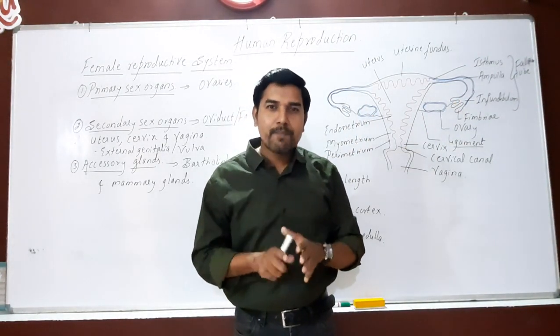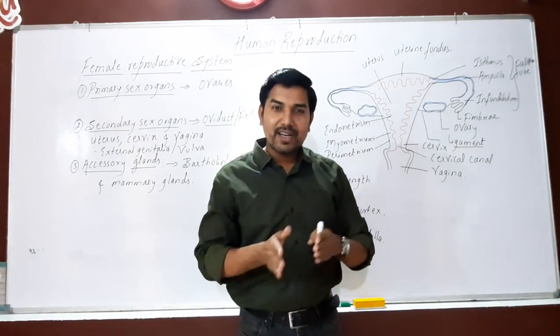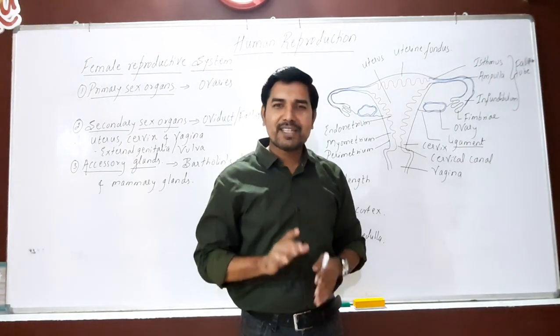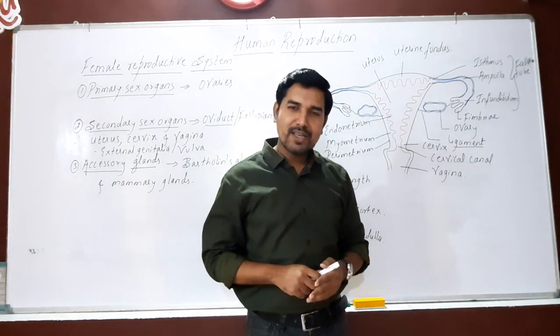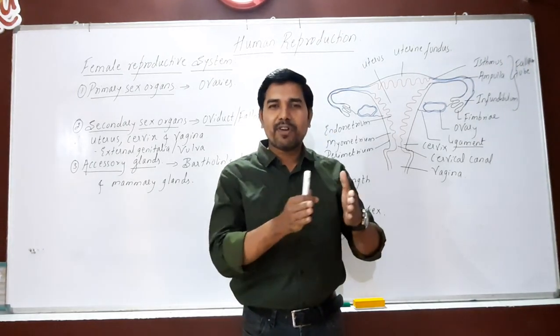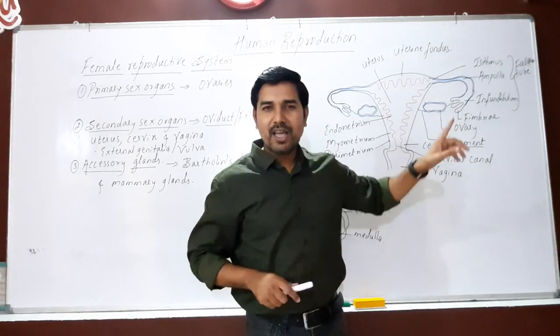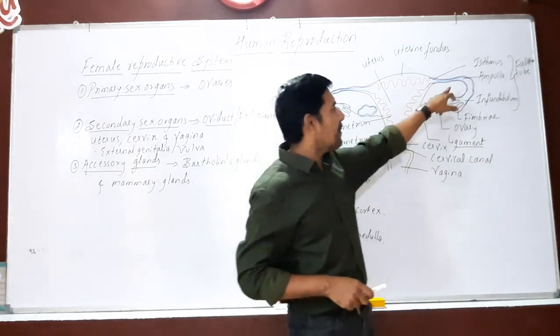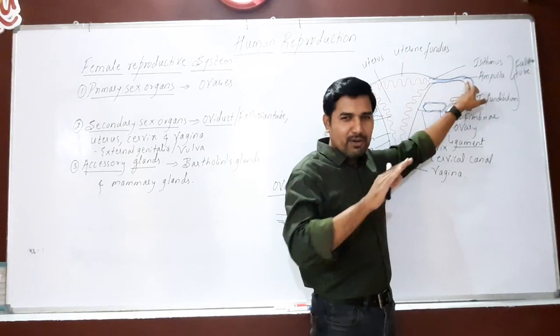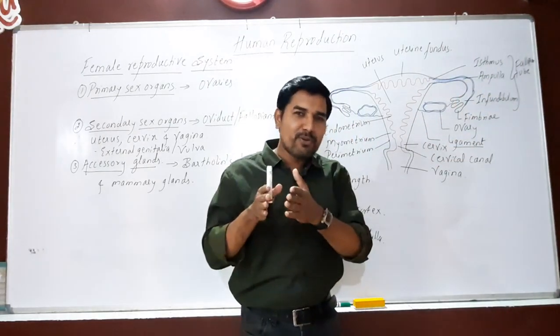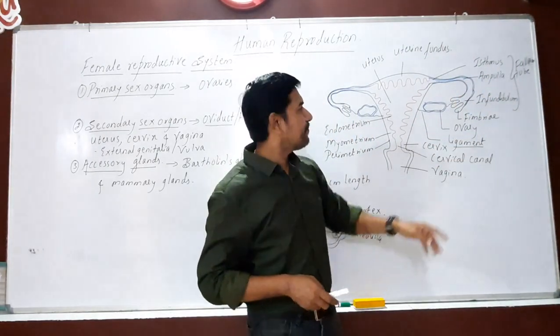Now remember, the fallopian tube is the structure in which the process of fertilization occurs in the female reproductive system. That means fusion of the ovum along with the sperms occurs in the fallopian tube. Generally it is in the upper part of the fallopian tube. Again we'll come across these parts during the process of fertilization.